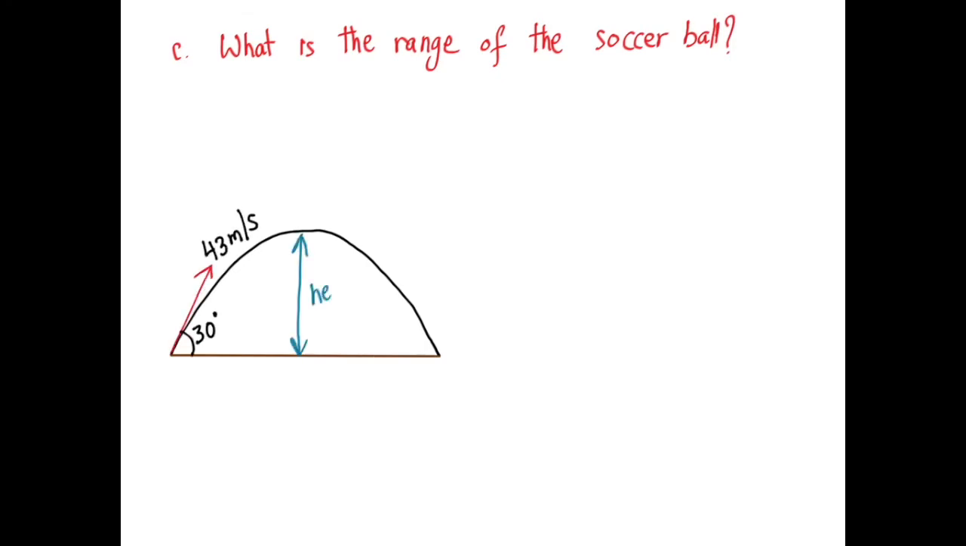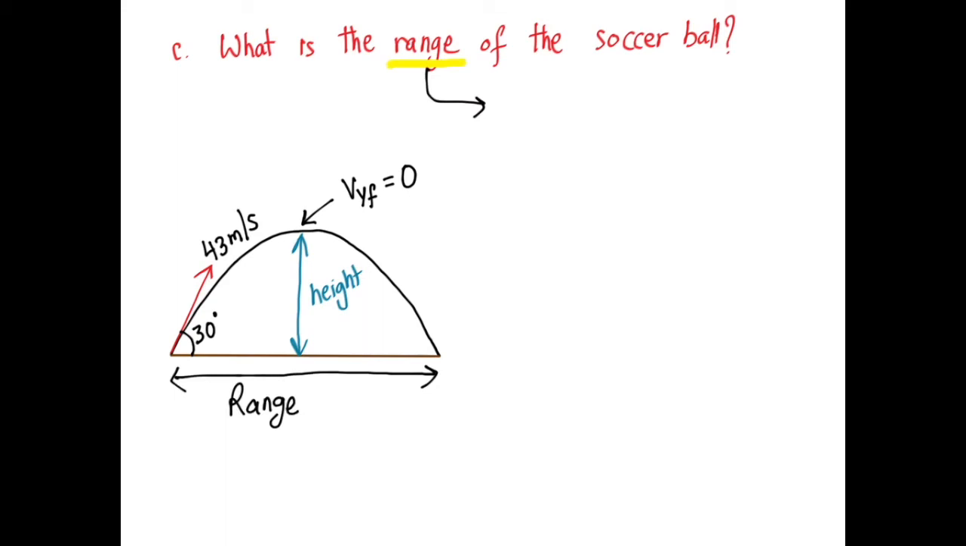Now the last part is asking what is the range of the soccer ball. Range means the horizontal distance. That means we are going to focus on the horizontal. Till now we were focusing on the vertical, but now we are going to focus on the horizontal.